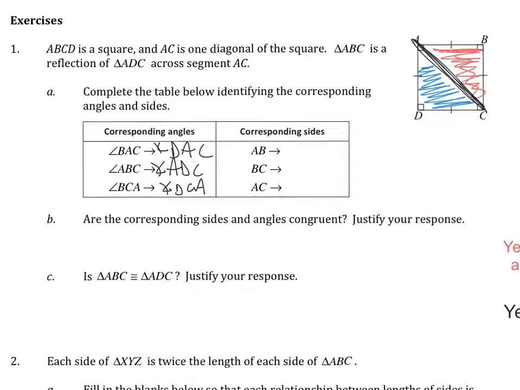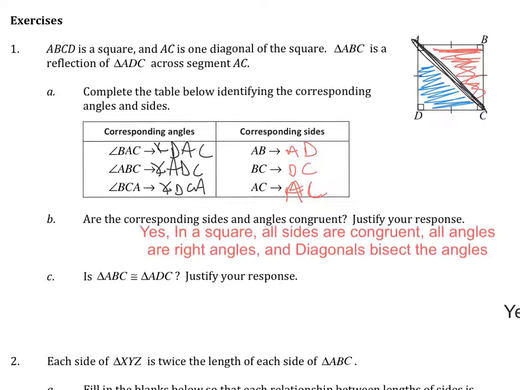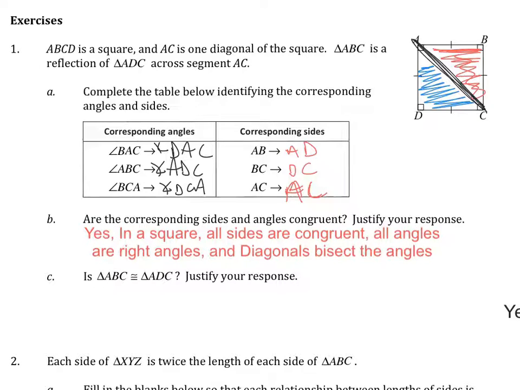So there are also corresponding sides that are related. AB is corresponding with AD, BC is corresponding with DC, and AC is corresponding with itself. So AC, when you have a reflection over the actual line, nothing really happens. Now it asks, are the corresponding sides and angles congruent? Justify your response. This is a rather lengthy justification, but please make sure you write it down. Yes, in a square, all sides are congruent, all angles are right angles, and the diagonals bisect the angles. So that would be perfect.